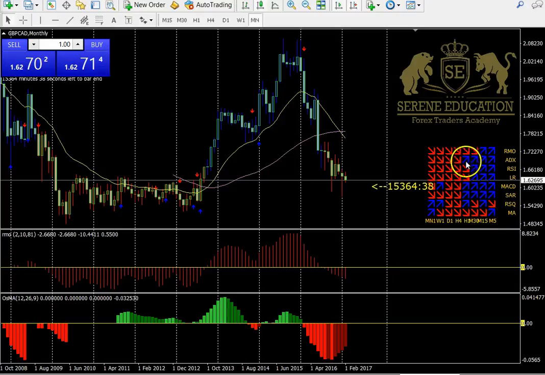What we're seeing here though is that we are getting a pullback against a long-term trend direction as a lot more blue arrows are coming into the matrix at the moment. So we've got to bear that in mind as we move forward.